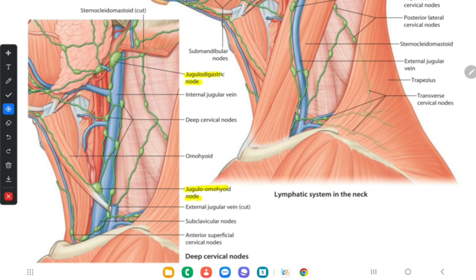Here in this picture you can see this is the jugular digastric node. This is the jugular omohyoid node. You can see the lymphatic nodes and network of lymphatic vessels here around the internal jugular vein. So these two nodes are very important: this jugular digastric node and jugular omohyoid node. Remember that these two nodes are also contents of the carotid triangle.